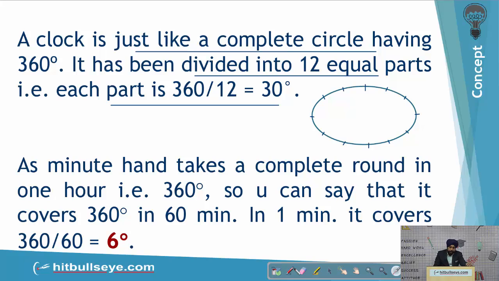Then as the minute hand takes one complete round or one complete revolution in 1 hour, students, you can say it covers 360 degrees in 60 minutes. So that tells us basically that the speed of the minute hand happens to be 6 degrees per minute. That is the first important point.